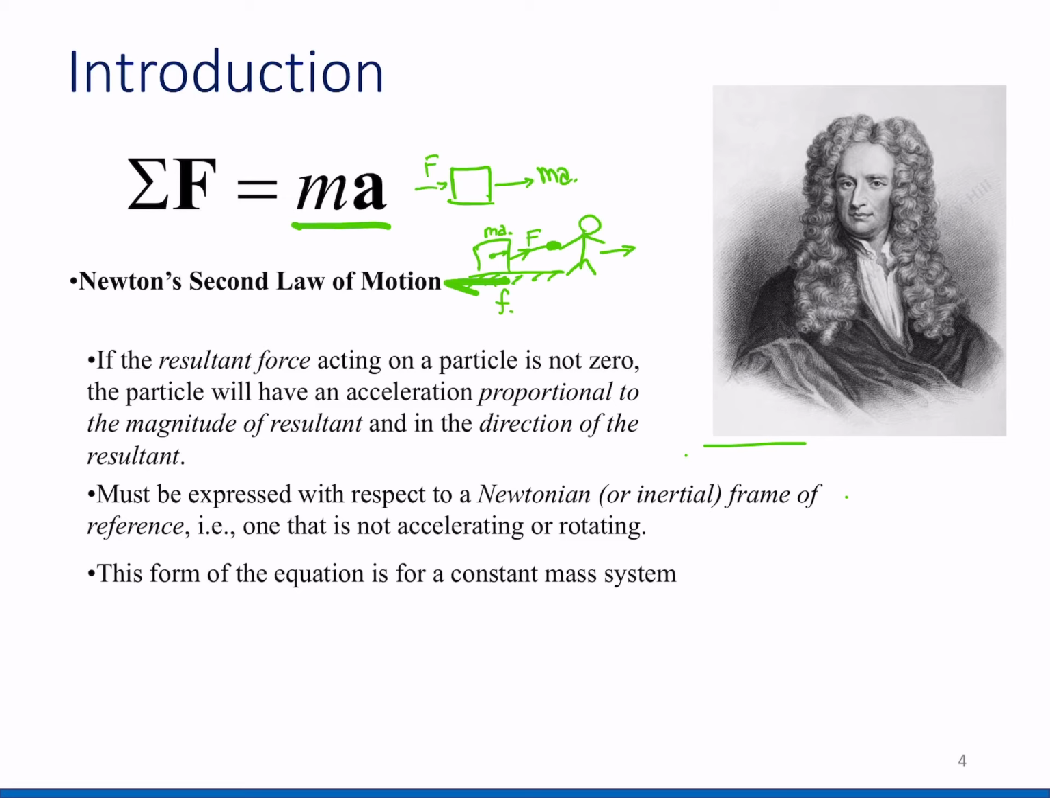For example, your frame is set here as X and Y, and this frame must not be accelerating or rotating while you are solving this problem. Otherwise, Newton's law is not valid anymore. It cannot calculate the correct acceleration and force that you apply to the problem. So this form of the equation also has a constant mass, every time. Constant. Okay.